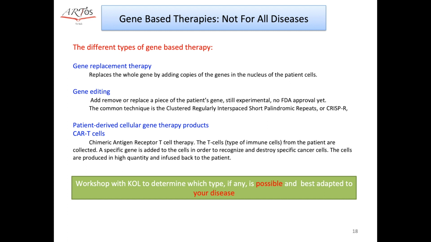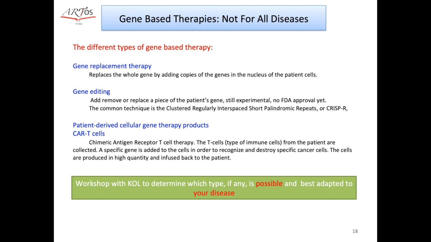Last, I will talk about patient-derived cellular gene therapy products, or CAR-T cells, which stands for chimeric antigen receptor T cell therapy. The T cells, a type of immune cell, are collected from the patient. A specific gene is added to the cells in order to recognize and destroy specific cancer cells. The cells are produced in high quantity and infused back to the patient.